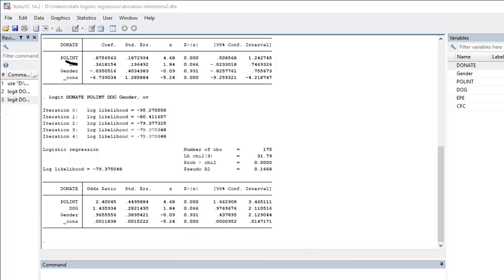We also have a confidence interval for the odds ratio. And so what we're looking for is essentially that the null hypothesis is that the odds ratio is equal to 1.